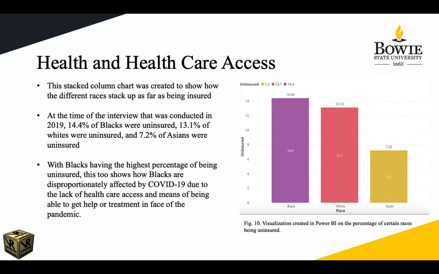I created another visual in Power BI based on the same data that I downloaded from the CDC, and this one details how many people interviewed had health insurance at the time of the interview. This stacked column chart was created to show how the different races stack up as far as being insured. At the time of the interview that was conducted in 2019, 14.4% of blacks were uninsured, 13.1% of whites were uninsured, and 17.2% of Asians were uninsured.